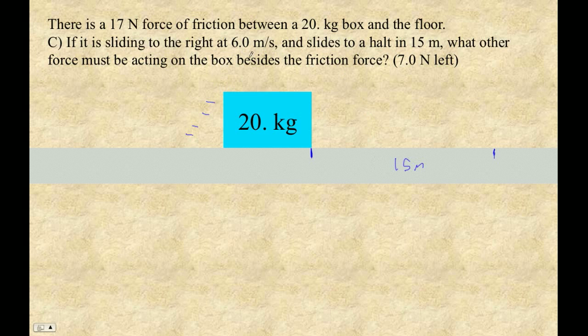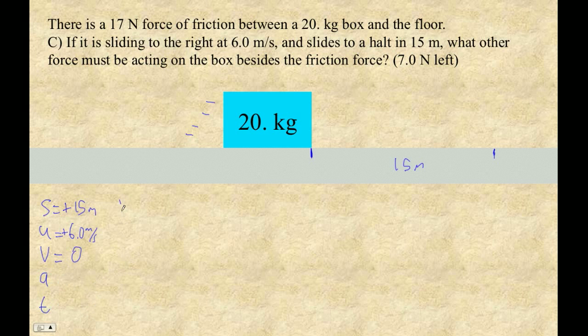We have to solve for the acceleration first. So that's step 1. So displacement, initial velocity, final velocity, acceleration, time. Right? Displacement is positive 15. Initial velocity is positive 6 meters per second. Right? Final is 0. And then we don't care about the time. We want the acceleration, right?